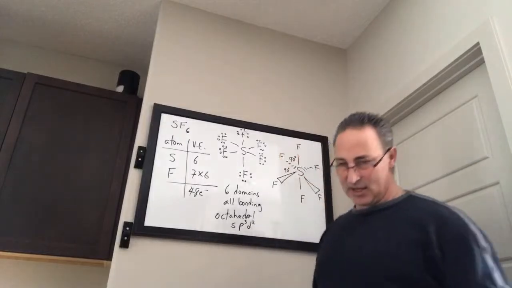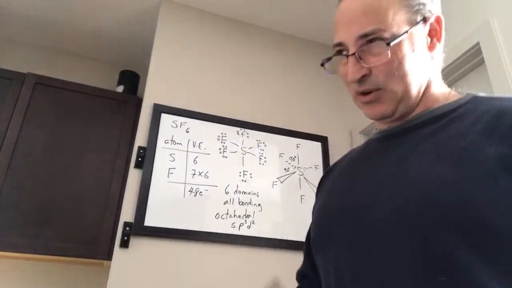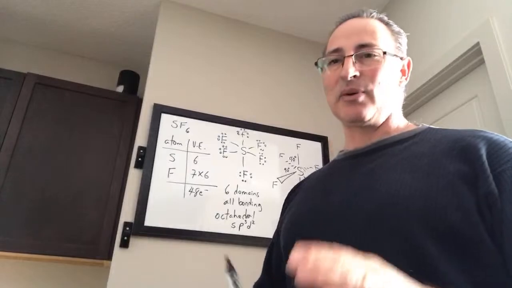By the way, I made a mistake yesterday. I had a molecule which I said was square pyramidal. It was actually square planar, and that was on page... There's IF5, I think, on 354. Double check where it is.